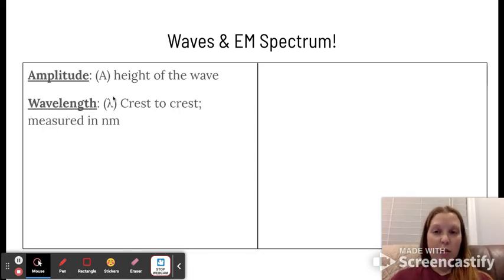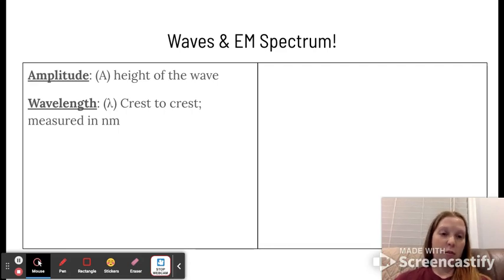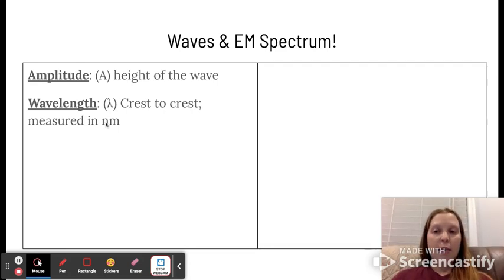Wavelength, which is used for the Greek letter lambda, is the measurement from crest to crest, so from peak to peak, or trough to trough, which is lowest point to lowest point. And this is normally measured in nanometers.